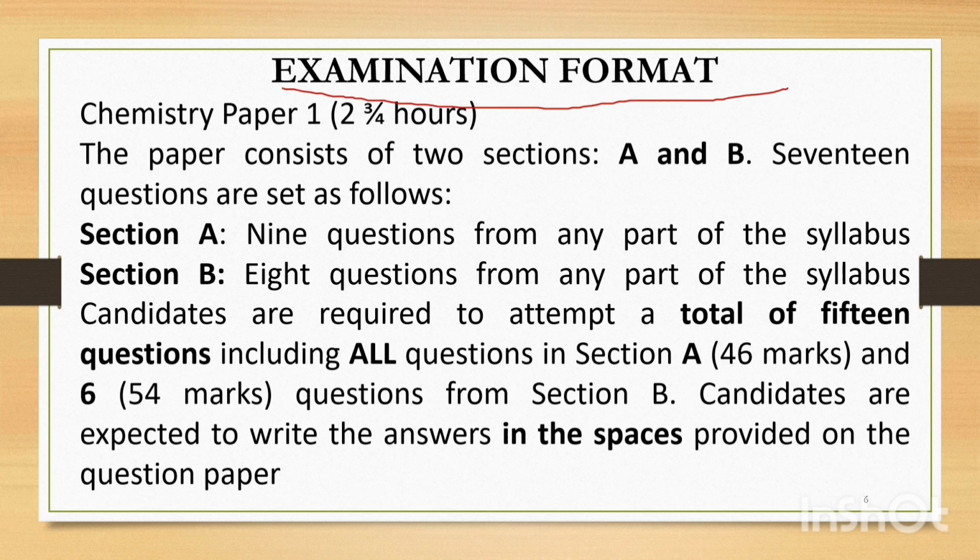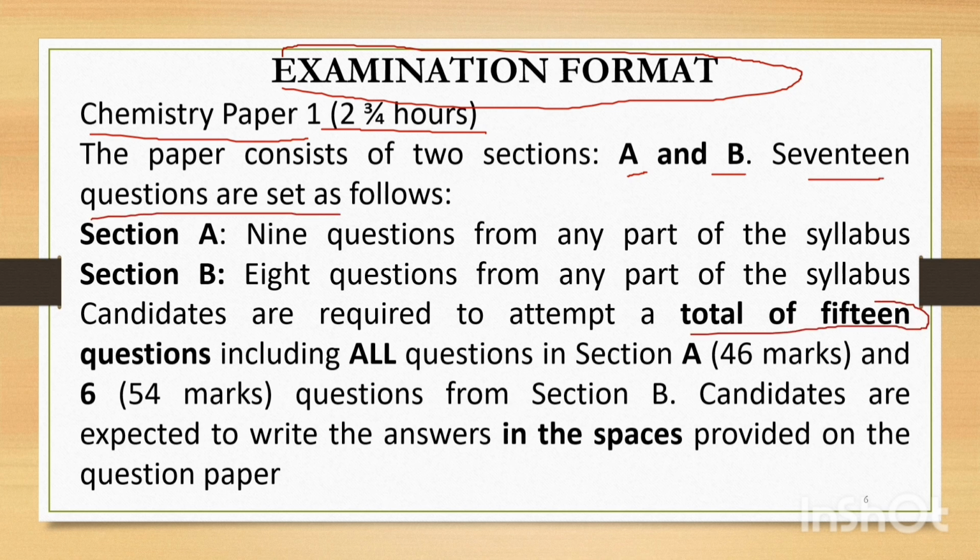The paper is done in 2 hours and 45 minutes and has 2 sections, section A and section B, a total of 17 questions, and the student is going to answer about 15 questions, leaving out only 2 questions. In section A, there are 9 compulsory questions, so the student answers all. In section B, there are 8 questions. These are set from any part of the syllabus, any part of the branches.